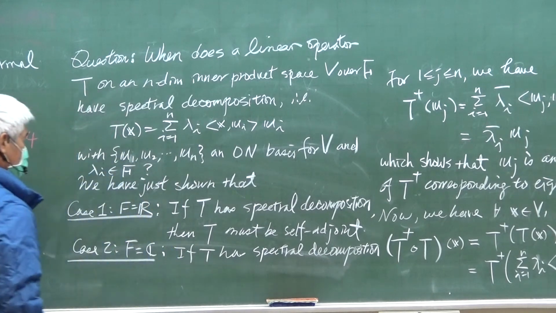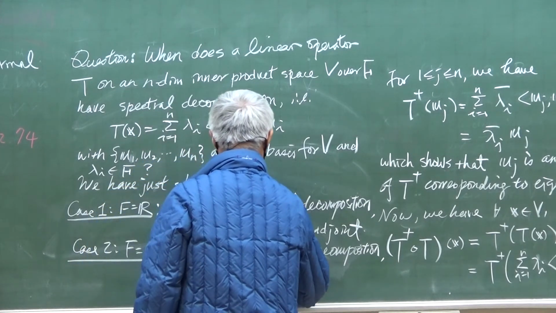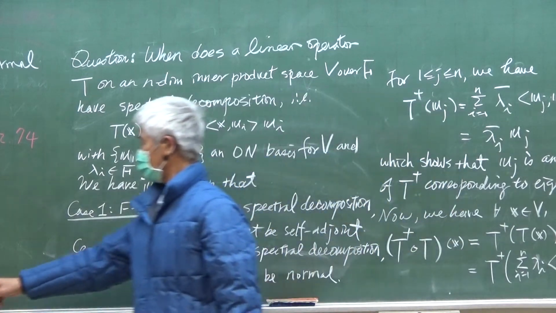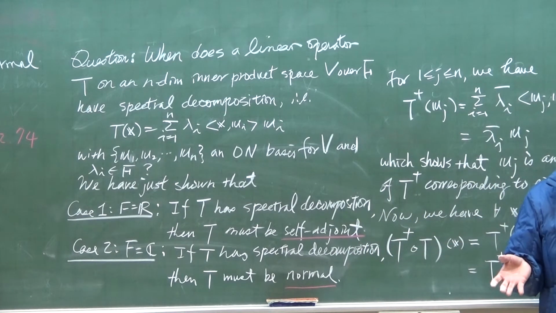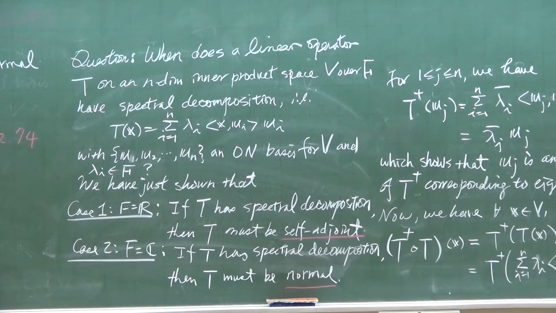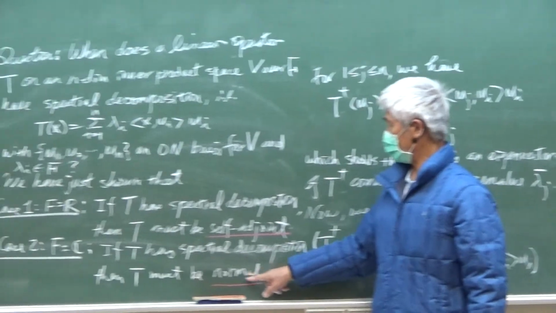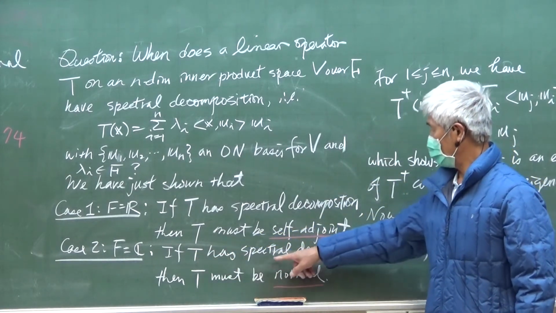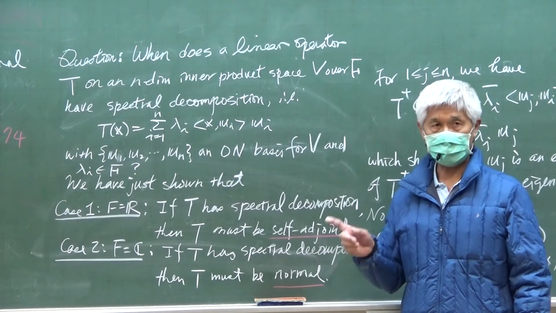So now for the complex case, if T has a spectral decomposition, then T must be normal. Normal is more general than self-adjoint. Why? Because if T is self-adjoint, then T dagger is equal to T, so T T dagger equals T dagger T. So self-adjoint implies normal, but normal may not be self-adjoint. So for the complex case, this necessary condition is wider. For the real case, it must be self-adjoint.